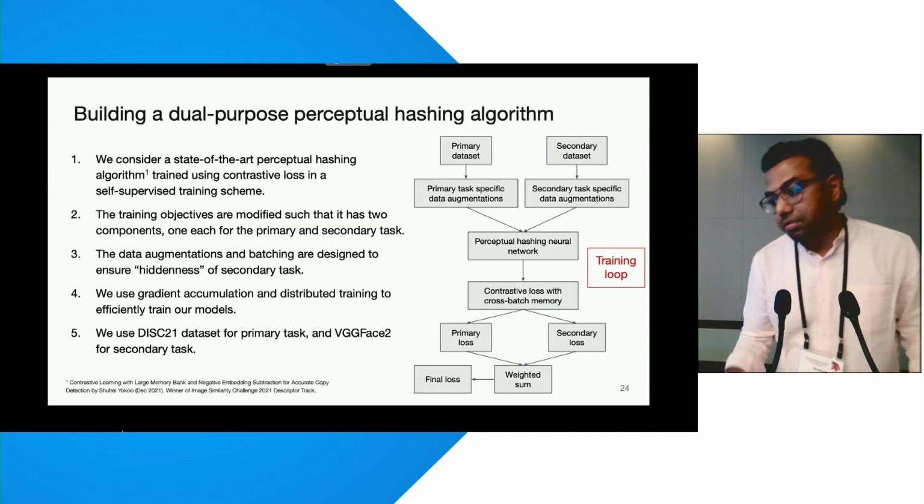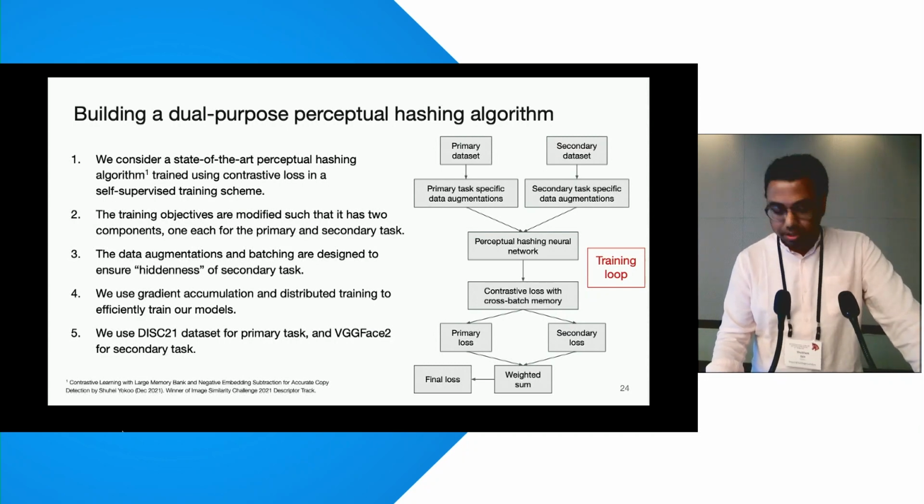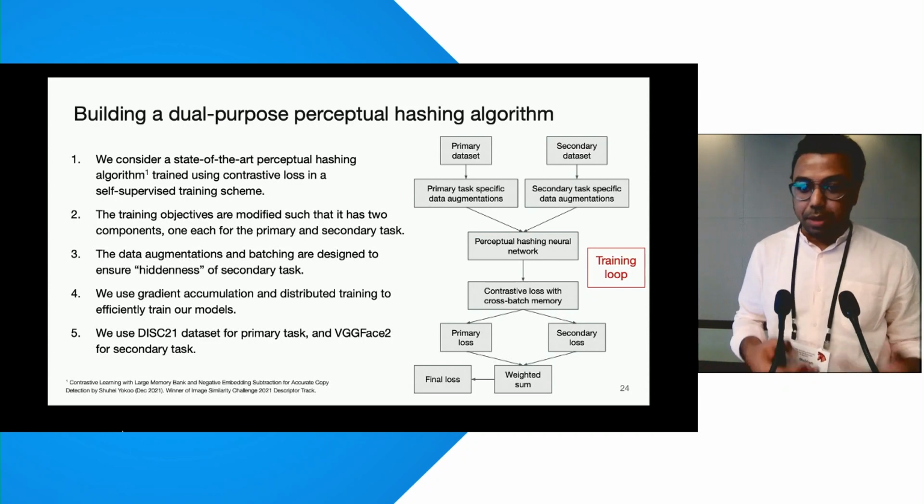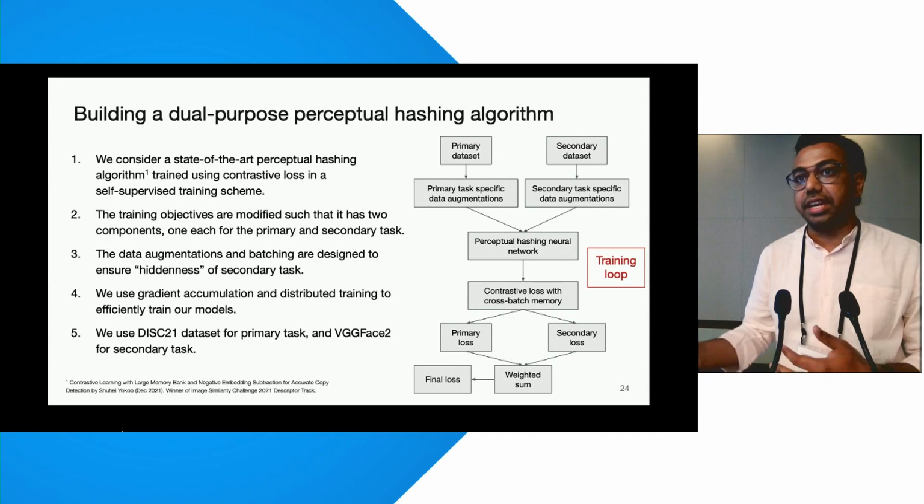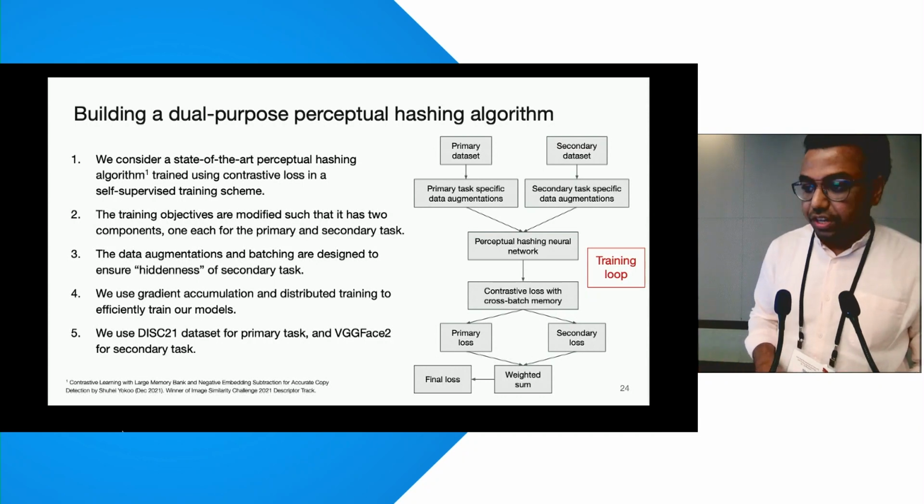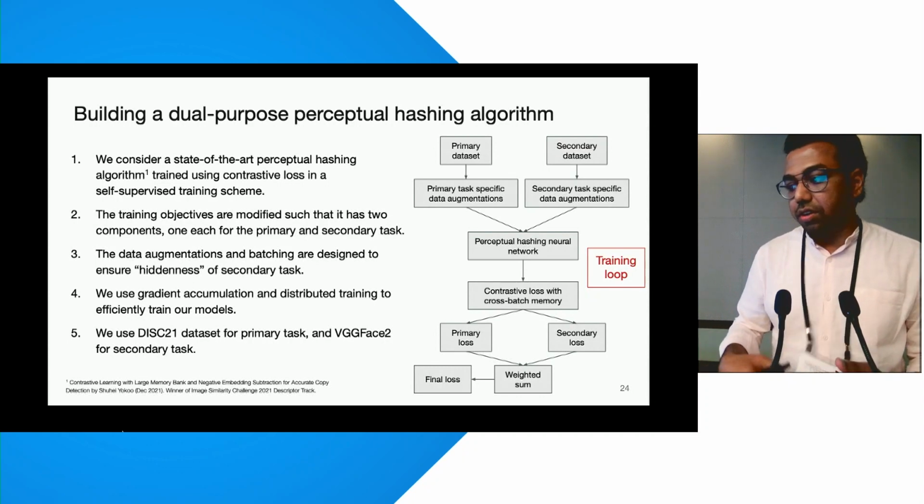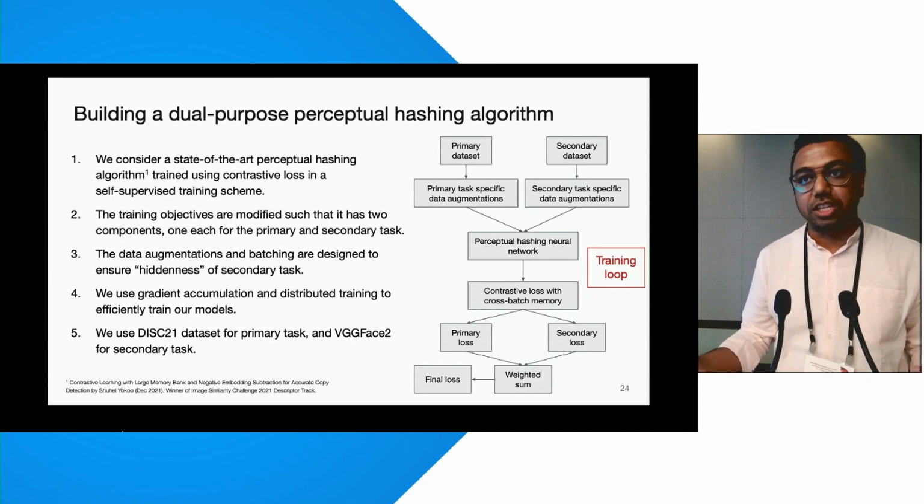So to build this dual-purpose perceptual hashing algorithm, we train a state-of-the-art algorithm with a modified training objective. In each iteration, we construct a batch of images using a primary data set and a secondary data set. The primary data set is used for the primary task of image copy detection. The secondary data set is for the secondary task of facial recognition of the target individual. We have some task-specific augmentations that we apply. It goes to the network. We use contrastive loss with cross-batch memory.